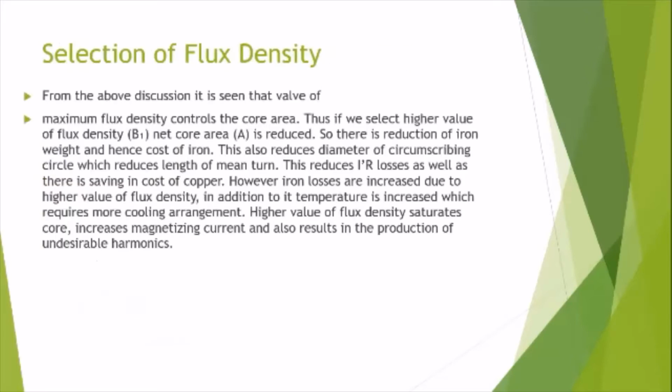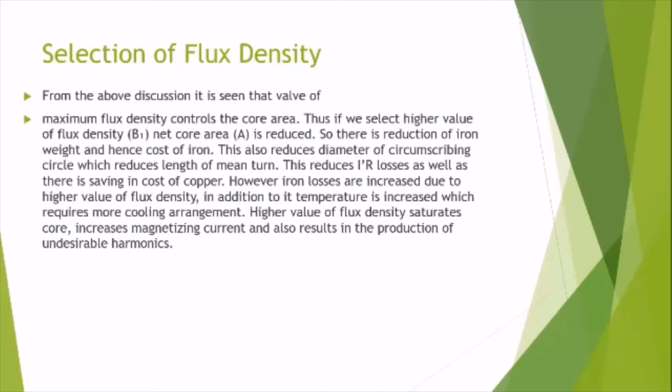Now we discuss selection of flux density. From the above discussion, it is seen that the value of maximum flux density controls the core area. Thus, if we select a higher value of flux density, the net core area is reduced, so there is reduction of iron weight and hence cost of iron. This also reduces the diameter of circumscribing circle, which reduces the length of mean turn. This reduces I square R losses, as well as there is saving in cost of copper.